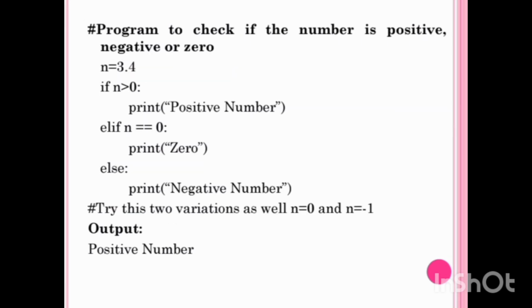Then the example is n equal to 3.4. If n is greater than 0, the statement; elif n equal to 0, statement. Here n is 3.4. So 3.4 is greater than 0, the condition is true. So the block of the code, positive number, is printed.